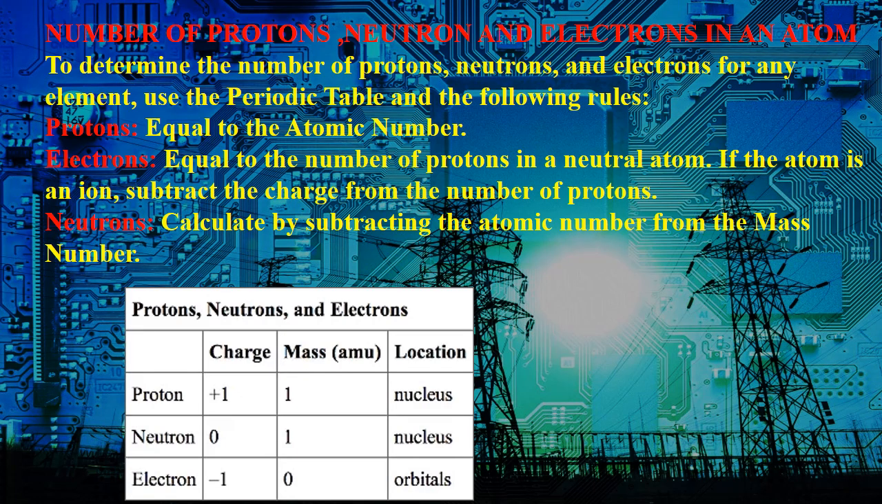Neutrons: the number of neutrons is calculated by subtracting the atomic number from the mass number, because the mass number is equal to the number of protons plus the number of neutrons.